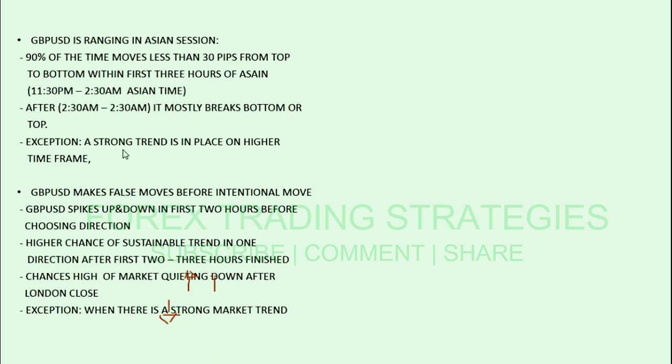Exception: a strong trend is in place on a higher time frame, meaning that if you move on to a higher time frame, you are able to spot the trend of the specific pair, the pound dollar. Okay, pound dollar makes false moves before the initial intentional move. It spikes up and down in the first 2 hours before choosing the direction. Yes, it likes playing around like that. It will spike up and down, play around with people, and you get caught up. If you get caught on the wrong side of the market, you're most likely to be taken out.